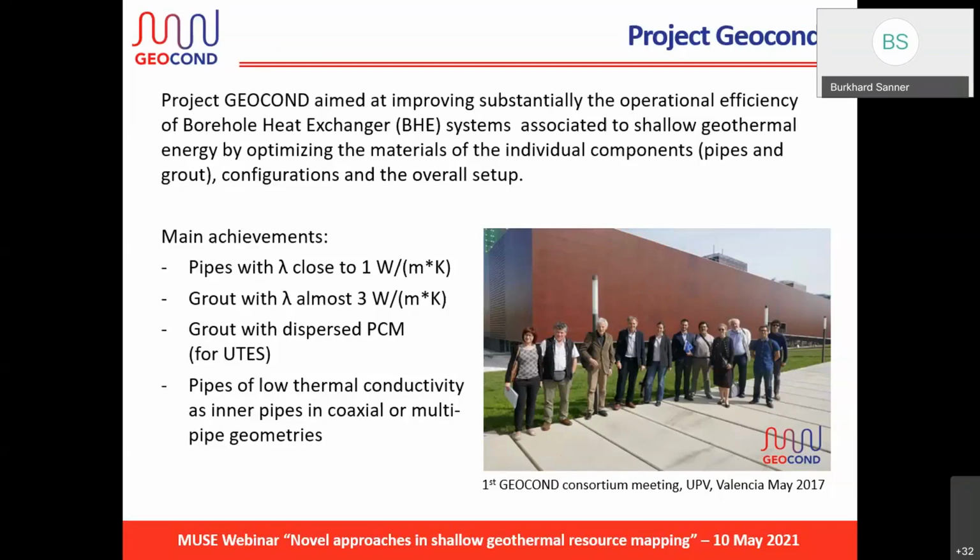So the main achievements we had were pipes with a thermal conductivity close to 1 watt per meter Kelvin, grout with almost 3 watt per meter Kelvin, and with some other nice properties also. Grout with dispersed PCM for improved heat storage capacity, short-term heat storage capacity for UTES systems, and pipes of low thermal conductivity as inner pipes in coaxial or multi-pipe geometries.